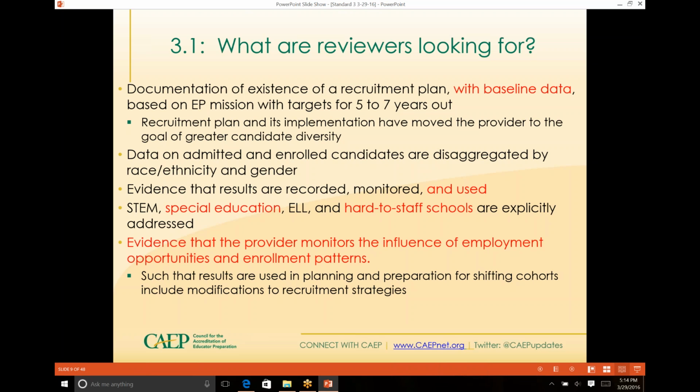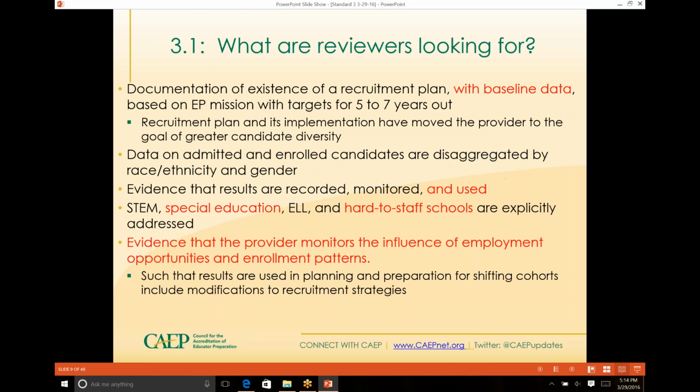And such that you're using the results in planning and preparing for shifting cohorts that include modification of your recruitment strategy. So basically it's a give and take amongst your recruitment efforts and your plans and your outcomes, and using that information to better inform your recruitment.